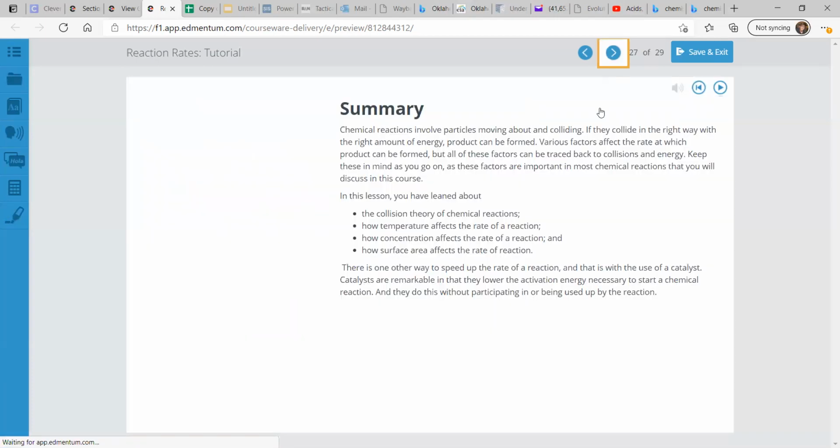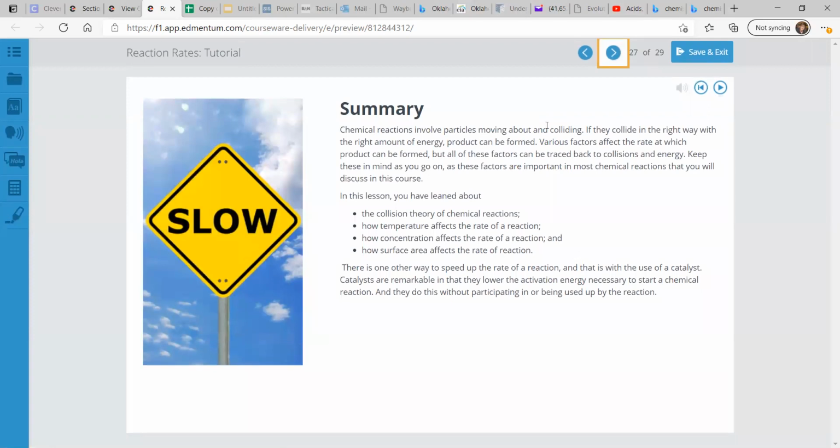And that brings us to the summary. Chemical reactions involve particles moving about and colliding. If they collide in just the right way and with the right amount of energy, a product can be formed. Various factors affect the rate at which product can be formed, but all of these factors can be traced back to collisions and energy. Keep these in mind as you go on, as these factors are important in most chemical reactions that you will discuss in this course.